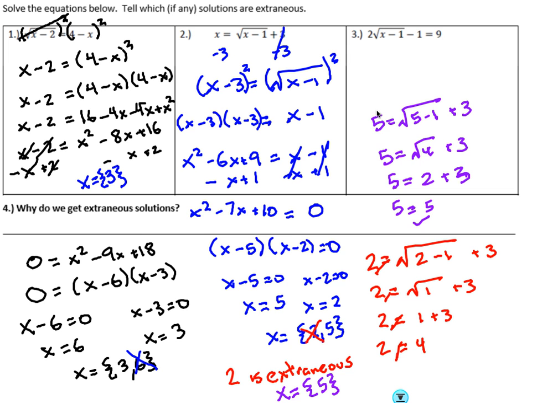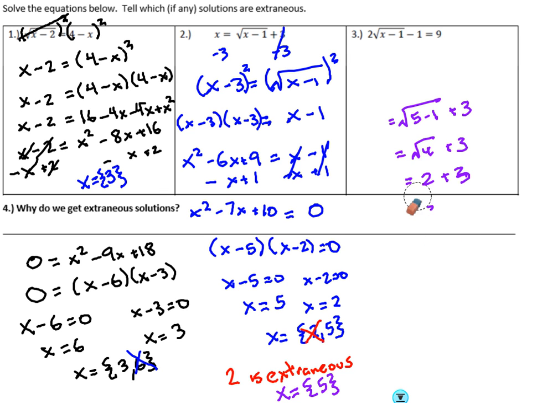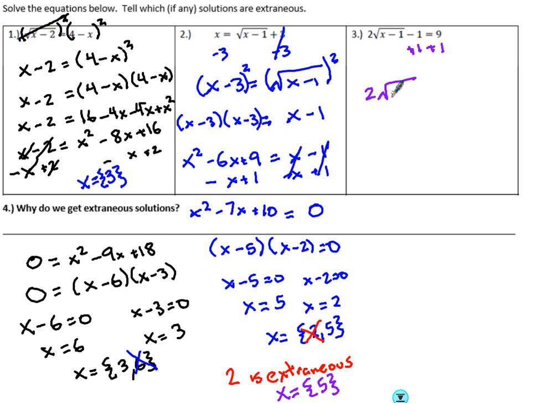Same process for the last question, number 3. Number 3, we're only working with one x in the equation. So all we have to do to start off is isolate the root and then get x by itself. So to start off, we add 1 to both sides, and we get 2 root x minus 1 is equal to 10. Dividing by 2, we end up with the square root of x minus 1 is equal to 5.